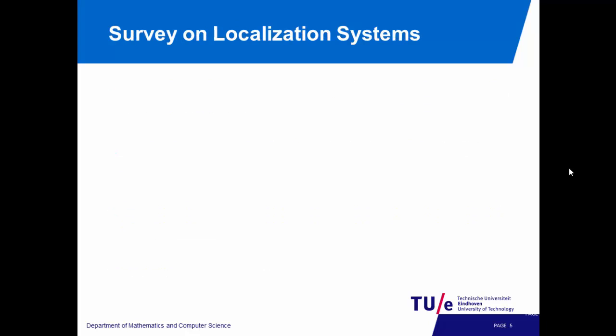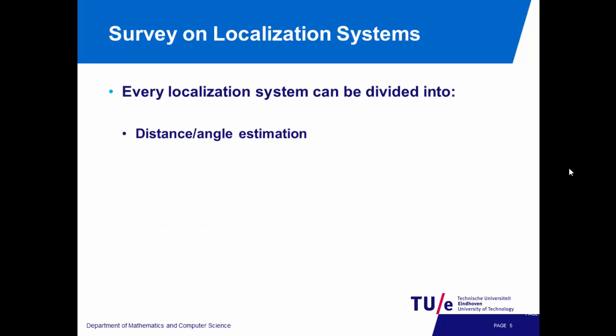So now that we know which application we want to build, we do some research about the state-of-the-art localization algorithms to be able to tackle the problem. Every localization system can be divided into three parts: the distance or angle estimation, the position estimation, and the localization algorithm. There are a lot of different possibilities for each of them. Unluckily, there's not enough time to cover all of them in detail in this presentation, so I will only mention them and give a motivated explanation of the ones we chose.